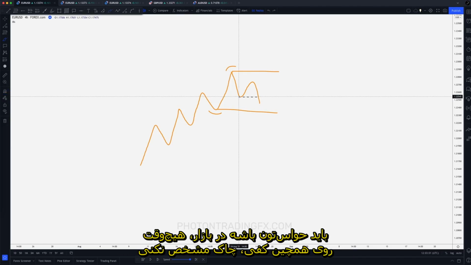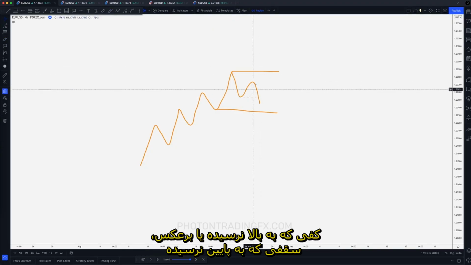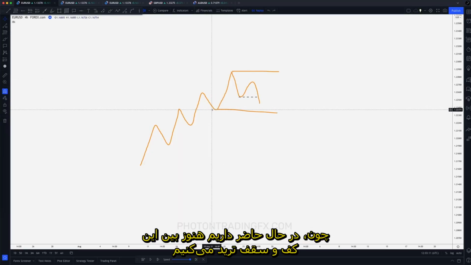So you have to be really careful in a live market that you do not mark a change of character on a low like that, a low that did not achieve a high, or obviously the other way around, a high that didn't achieve a low. Okay, because at the moment we're still trading between this low here and this high here.